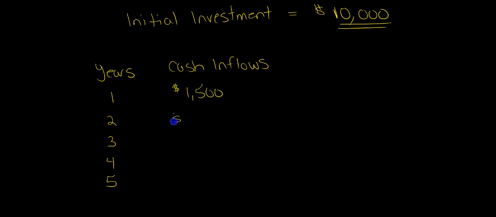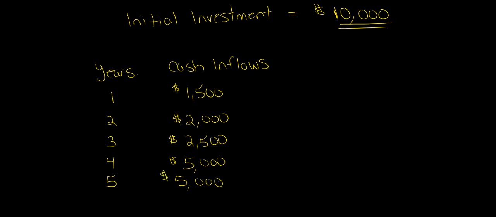And again, we're just ballparking this. $2,000 in year 2. $2,500 in year 3. $5,000 in year 4. And we'll just do another $5,000 in year 5. So we're just trying to find out in what year do we actually end up paying off that $10,000 investment.